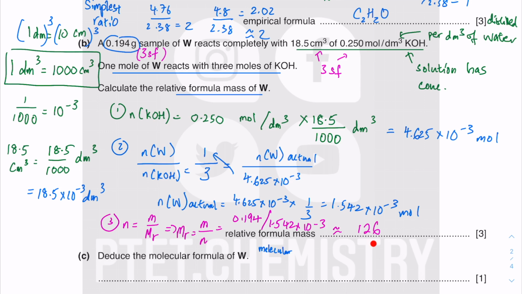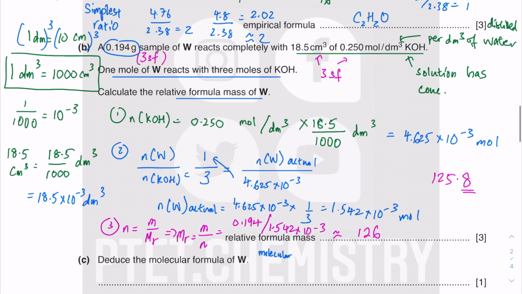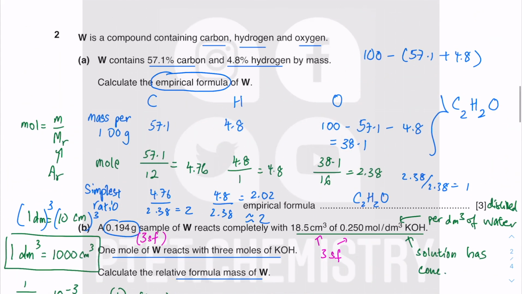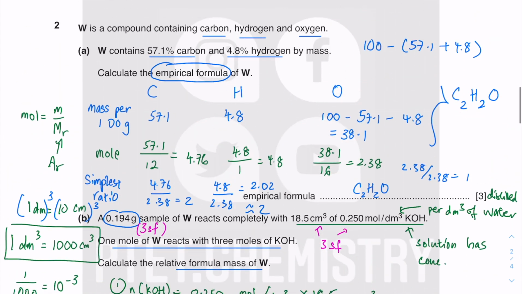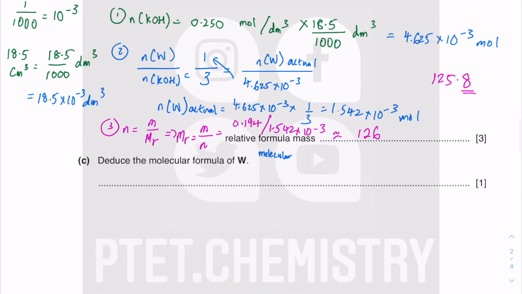I get 125.8. So 125.8 is not 3 significant figure. I want my final answer to 3 significant figure. So I look at the next one. This is more than 5. Therefore, I add 1 to it. I get 126. Okay. So what else do I know? I know the empirical formula is C2H2O. The empirical formula is C2H2O. And this is empirical formula.